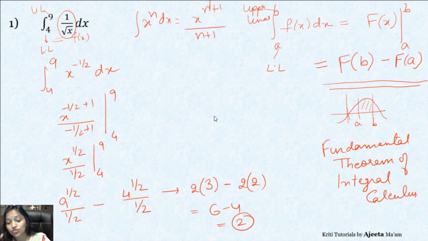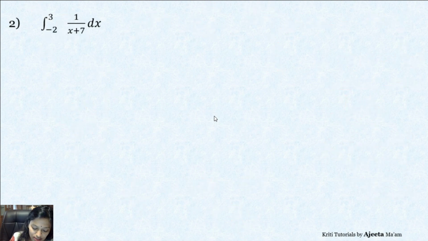Okay, now this was the first question from the exercise. Now let's try to take other questions to make it clearer. Okay, now let's move on to the next. Now here we have the integral from minus 2 to 3 of 1 upon x plus 7. First just think how to integrate 1 upon x plus 7. That's a very simple question. Now who will tell me how you will do it?